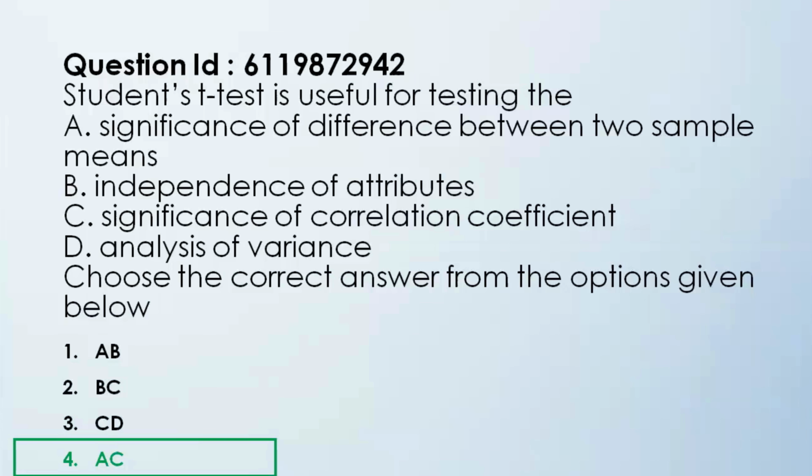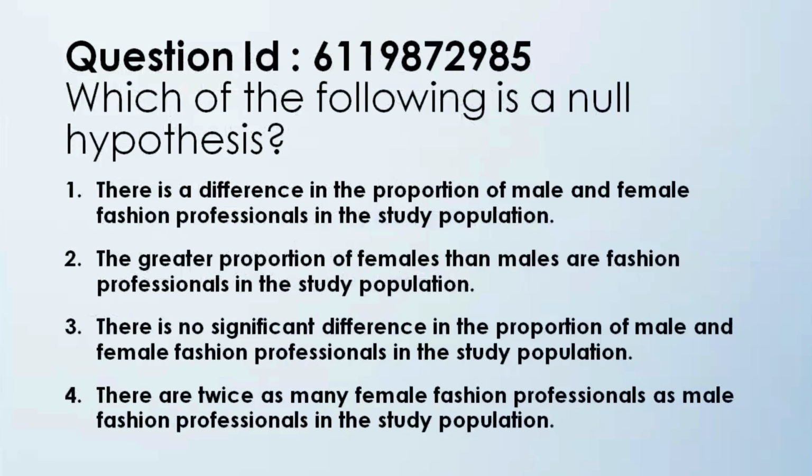Moving on to the next question. Which of the following is a null hypothesis? So you have 4 options here. Let me read them one by one. There is a difference in the proportion of male and female fashion professionals in the study population. The greater proportion of females than males are fashion professionals in the study population. There is no significant difference in the proportion of male and female fashion professionals in the study population. There are twice as many female fashion professionals as male fashion professionals in the study population.